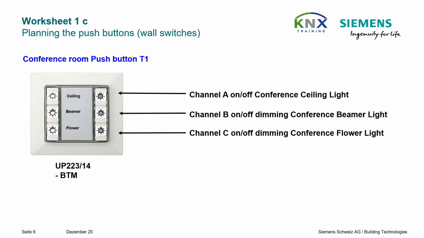On this picture you see the intended primary configuration of the lighting control push button T1 for the conference room. The device is set up as a triple rocker switch. That means the left buttons will all switch on or, if configured, dim brighter, and the right buttons will do the opposite, that is, switch off or dim darker.